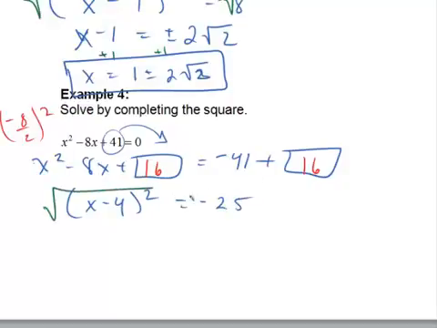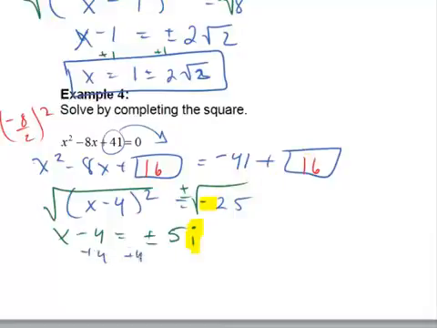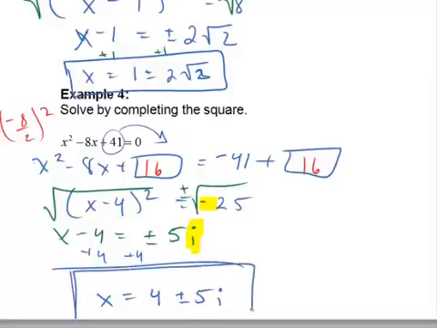Now when you take the square root, can you see it coming? x minus 4 equals plus or minus, there's a negative under here. So that means that we're going to need 5i. Remember, those i's are imaginary numbers when you have a negative under your square root. Going to add 4 to both sides. So x equals positive 4 plus or minus 5i. And there you go.